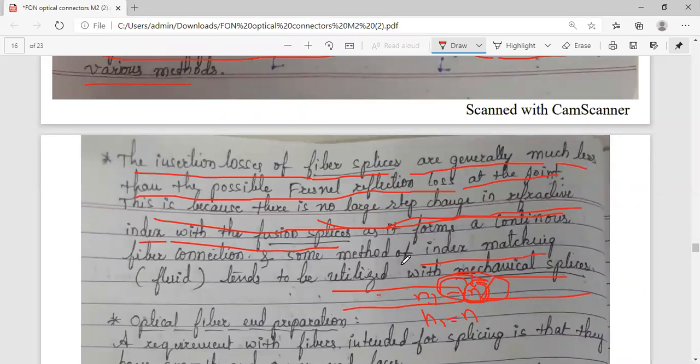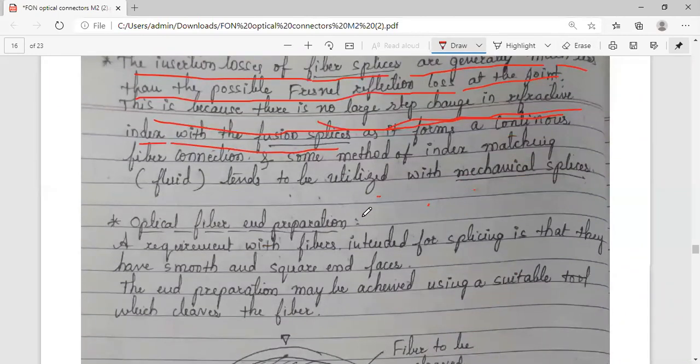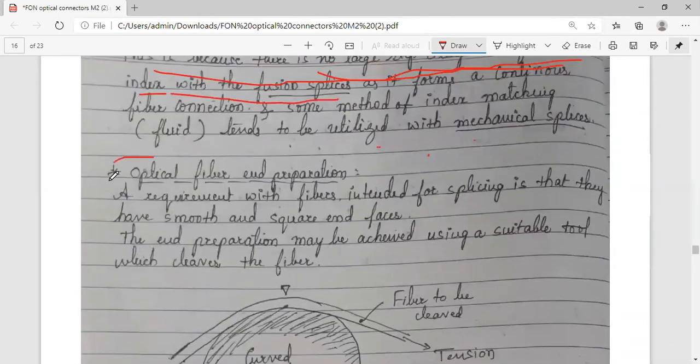So here also we go for index matching. In mechanical splicing, we will be looking into what we call epoxy resins, so that index matching technique is also used here. Because of this, we will be reducing the losses as far as possible. This is about the splicing techniques, how it is advantageous, and why you should go for splicing rather than simple connectors. Now coming to the starred topic, I have taken optical fiber end preparation.